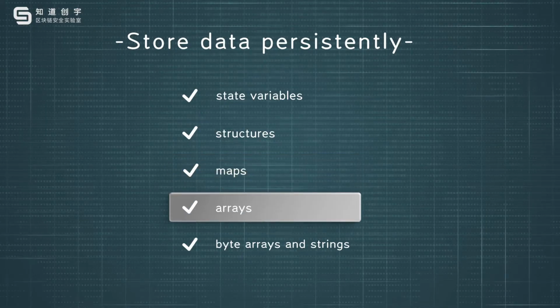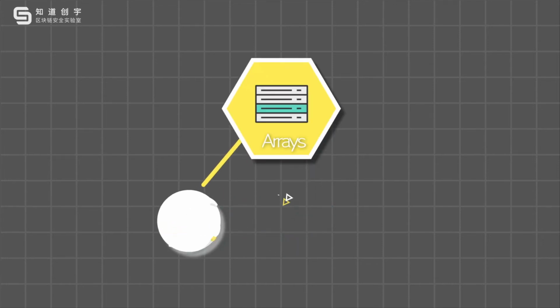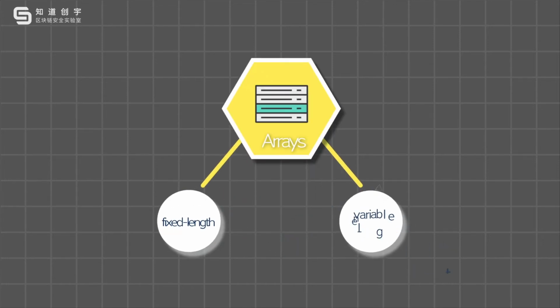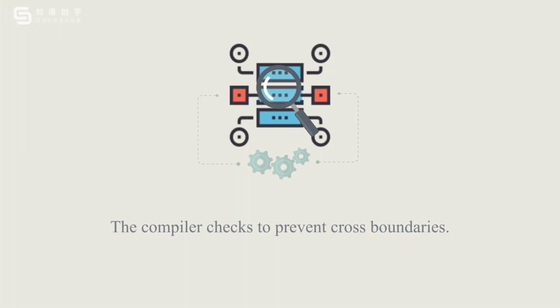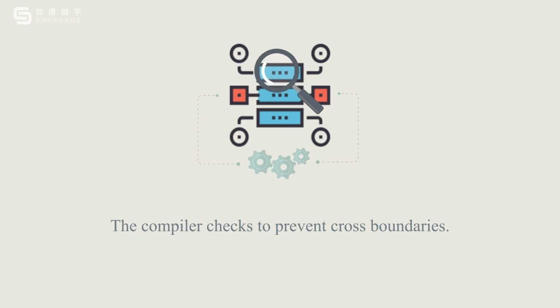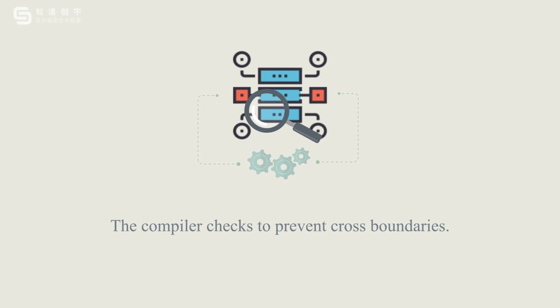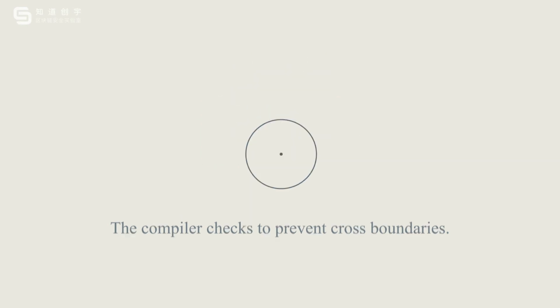Through the array. Arrays are also divided into fixed length and variable length arrays. Fixed length arrays are stored sequentially as long as they are up to 32 bytes. But the compiler does a boundary check at compile time to prevent them from crossing boundaries.